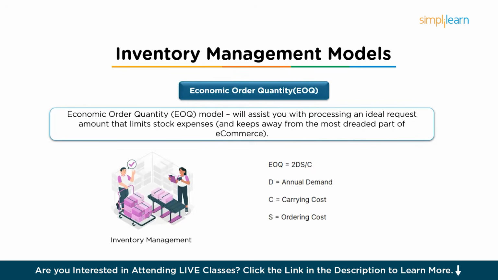So this is the formula. EOQ equals the square root of 2DS divided by C. So D means annual demand, C means carrying cost, and S means ordering cost.